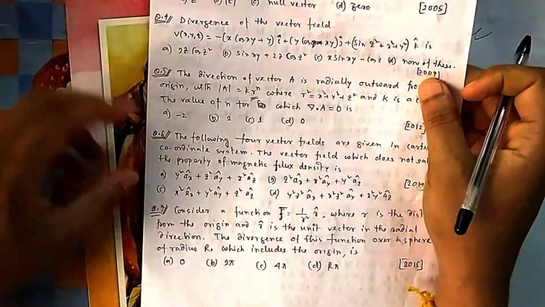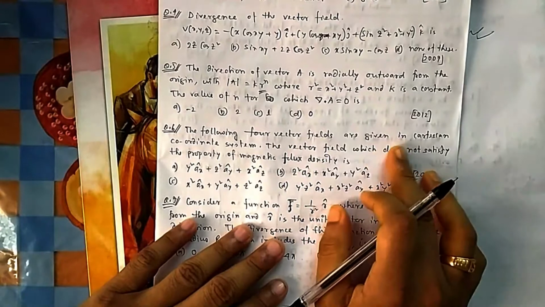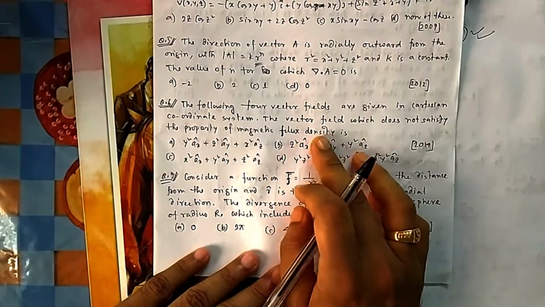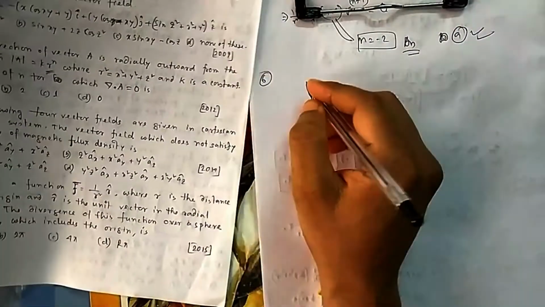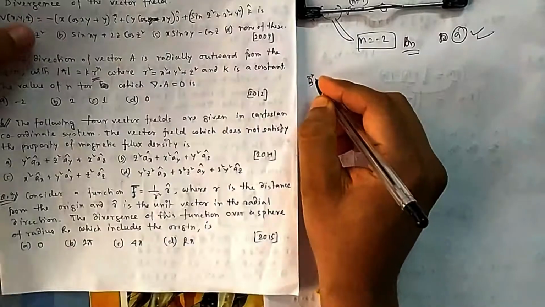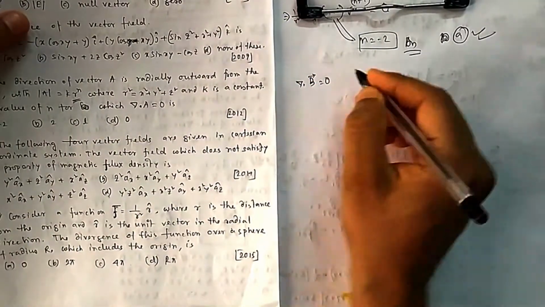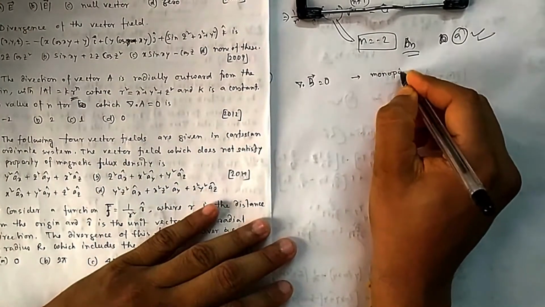Okay, if you see question number 6, what they are asking: the following four vector fields are given in the Cartesian coordinate system. Which vector field does not satisfy the property of magnetic flux density? Now what is magnetic flux density? That is B. And what is the property of magnetic flux density? The property is that the divergence of B is equal to 0, which simply means magnetic monopoles do not exist. There is no magnetic monopole.